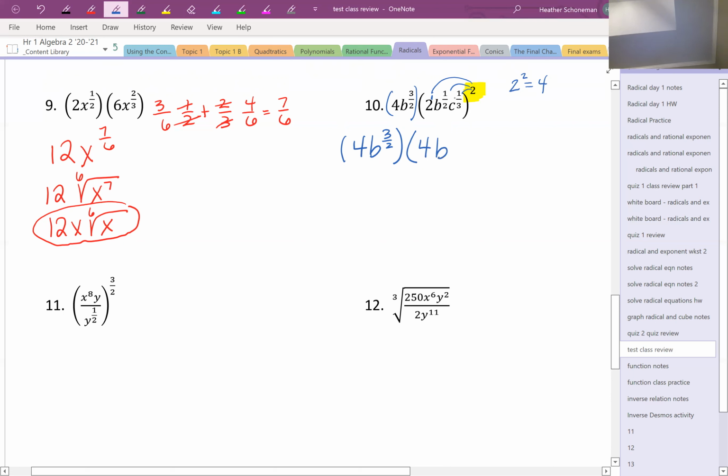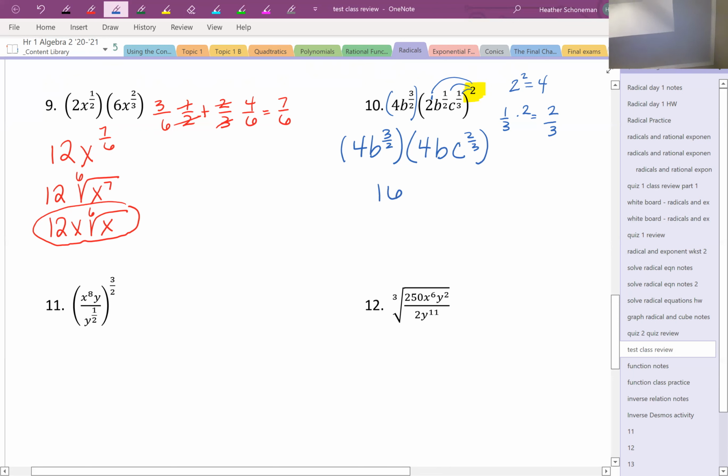Now with the b's, I'm going to take 1/2 times 2. Well, half of 2 is just 1. So I just have b. And with the c's, I've got 1/3 times 2. So when I simplify that and multiply straight across the top, I just get 2/3. Now, number 10 is just like number 9. So first I have to multiply the numbers. 4 times 4 is 16.